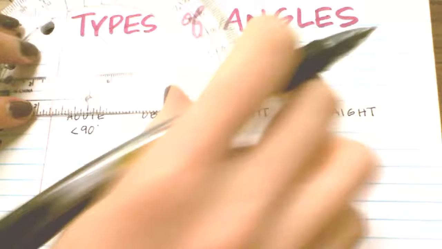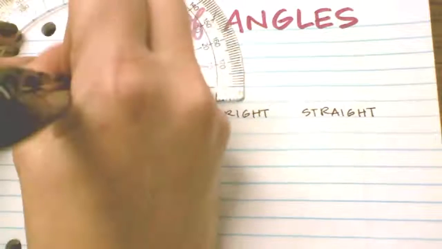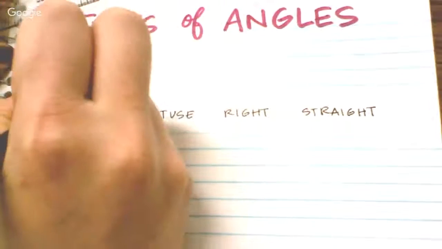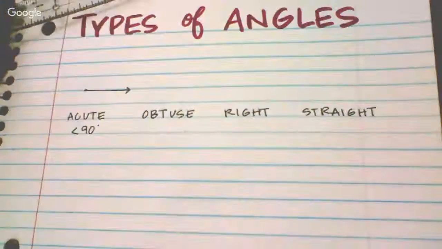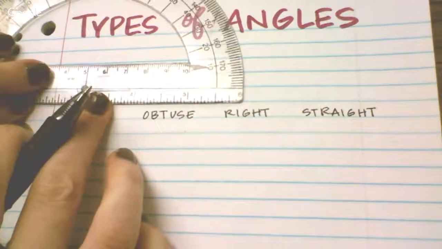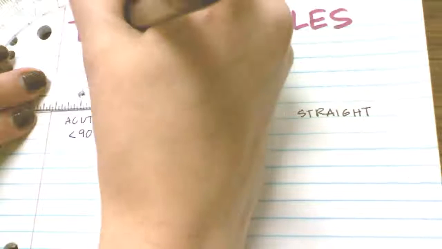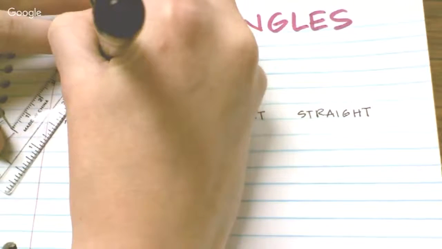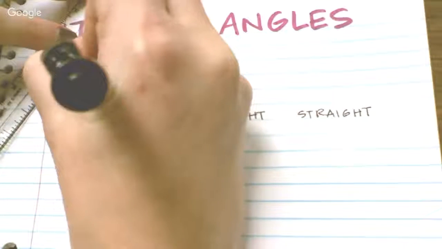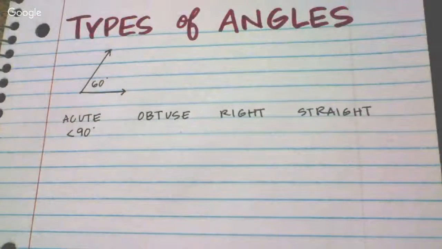If I take my protractor and I put my dot, we'll say this is my bottom of the angle. I'm talking about anything less than 90 degrees. So let's say we want to do 60 degrees, which is about there. So my 60-degree angle is an example of an acute angle.